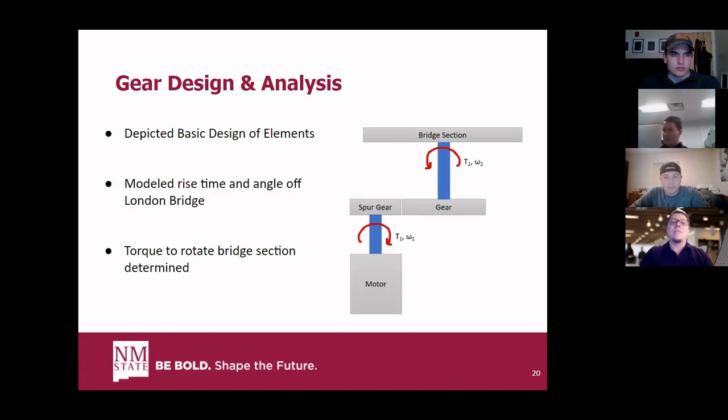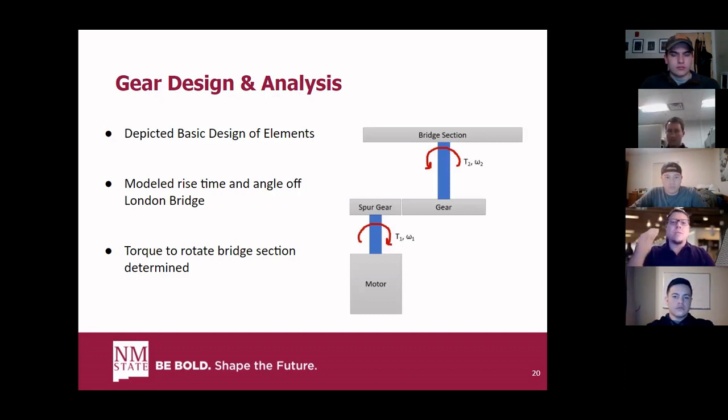Thanks, Hunter. Hi, everyone. My name is Daniel Romero, and I'll be going over our basic gear design and analysis today. So we began by depicting a basic diagram of the machine elements that are used in our design. Next, it was important to label the interactions between the moving parts. Some of the important factors here were the torque and the angular velocities to begin with.